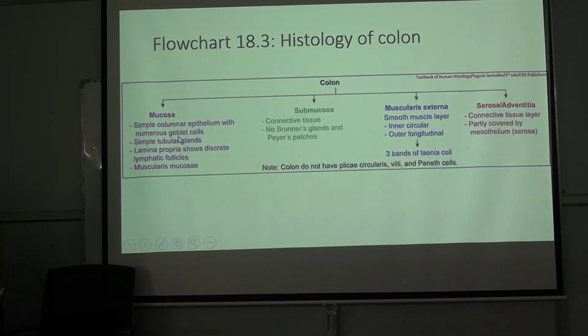The colon has four layers: mucosa, submucosa, muscle layer, and external layer. The mucosa has columnar cells, absence of villi, a lamina propria that may show lymphatic aggregates, and simple tubular glands, which we call crypts of Lieberkuhn. These are the hallmarks to identify. The submucosa may have glands and may have lymph nodes as well if they are enlarged.